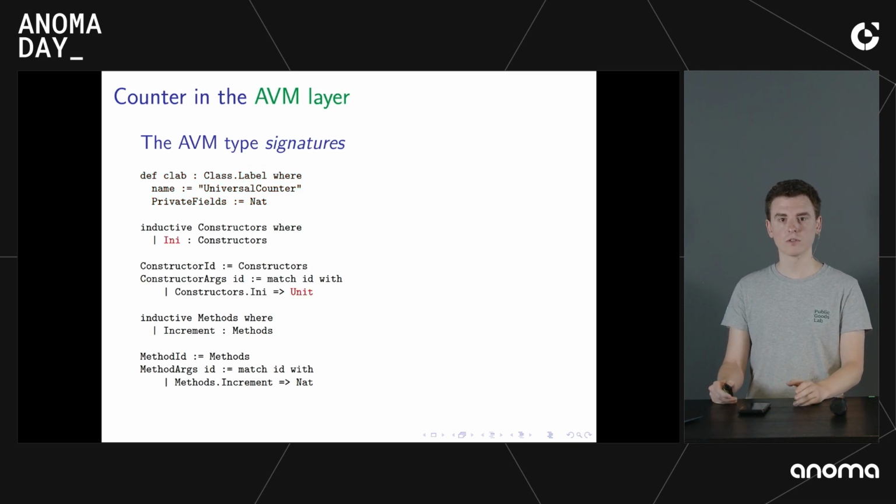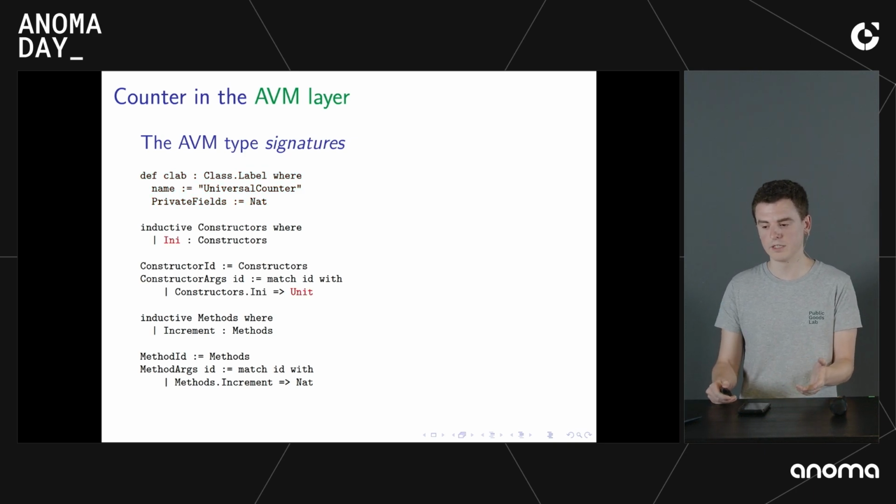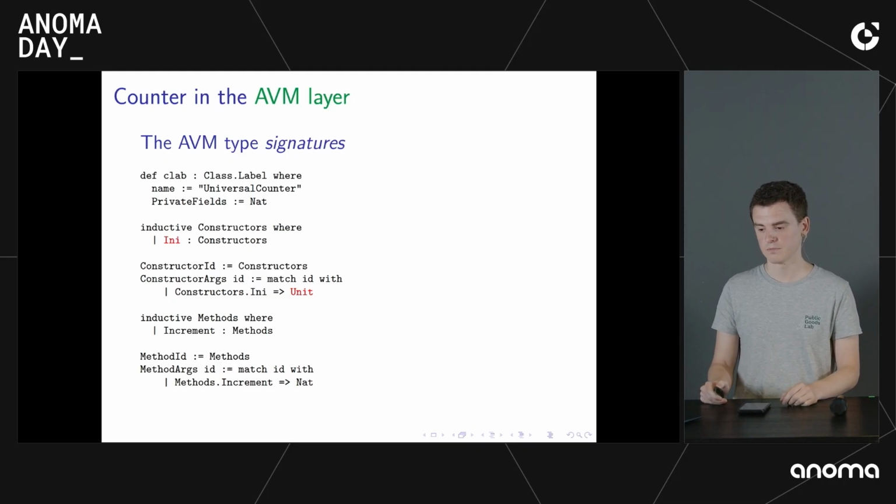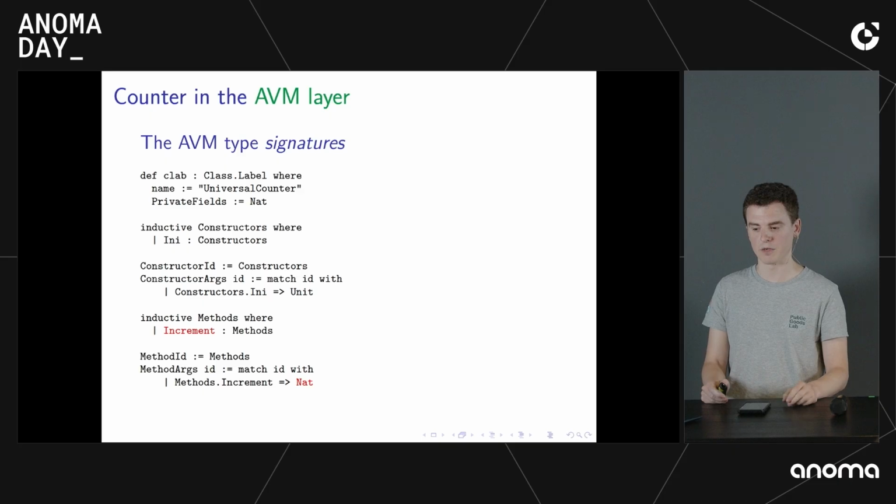Then we define the constructor. The constructor is called ini in this example. We have only one constructor, and it takes no arguments, so we just pass it unit. And finally, we have a single method called increment, which takes a natural number as an argument.